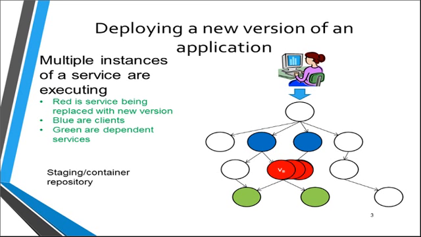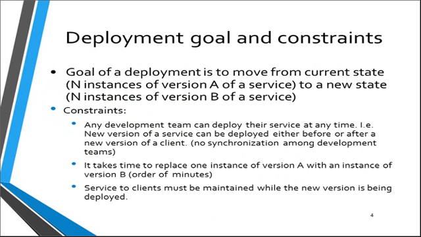If we do this visually, then we're going to replace version A of the red one with version B of the red one. The constraint is that you want to move from the current state where you have n instances of version A to a new state where you have n instances of version B. And any development team can deploy their service at any time.